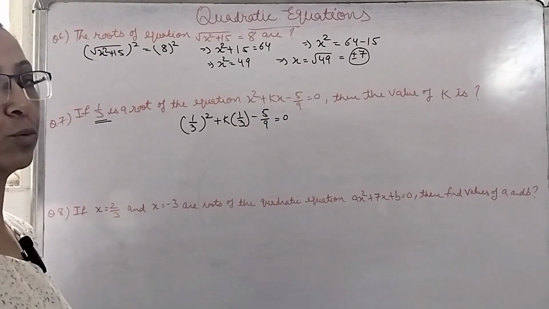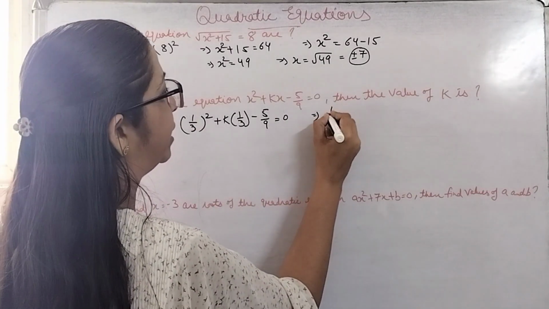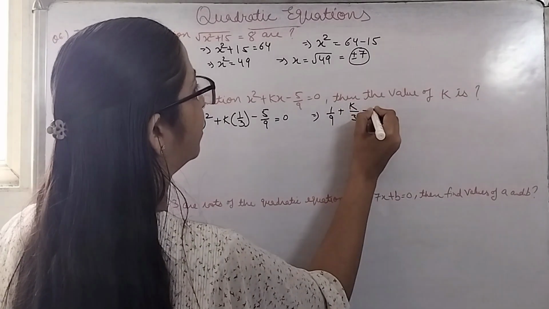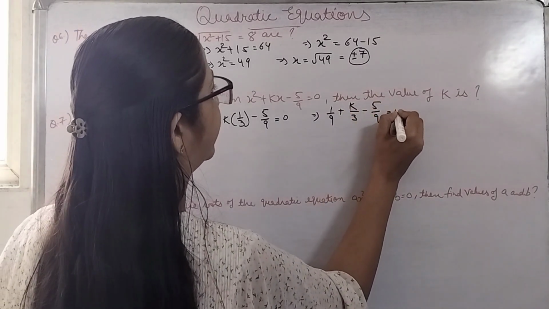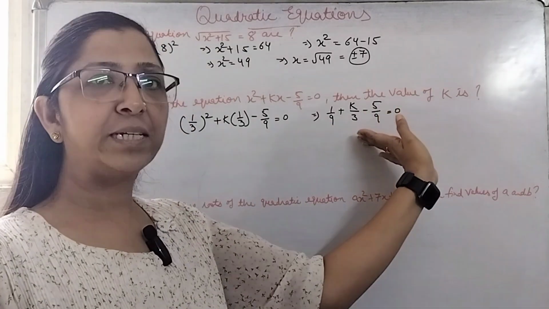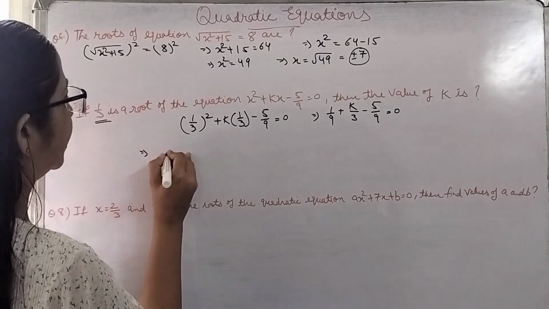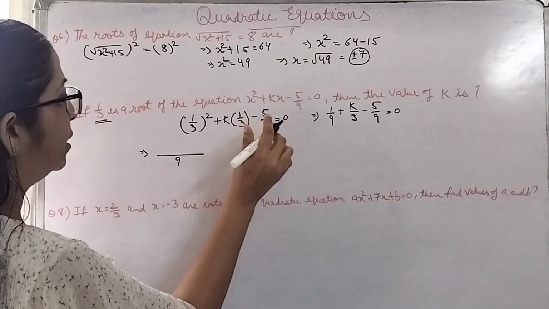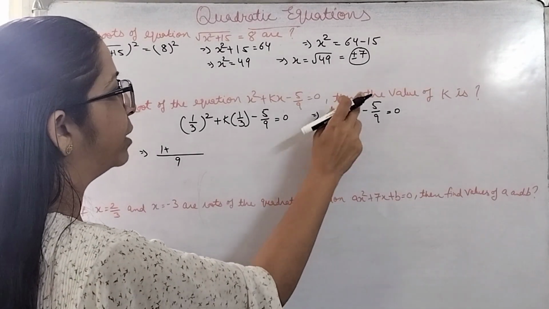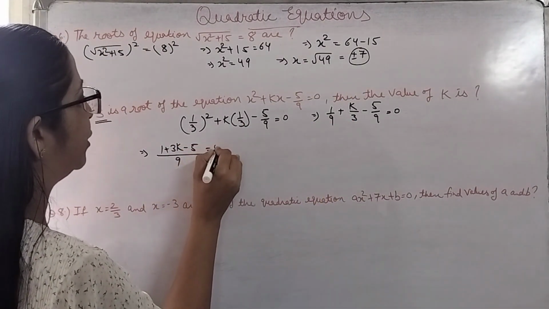equivalent to 0. If we solve it further, (1/3)² will be 1/9 plus k/3 minus 5/9 equivalent to 0. Over here we can first make the denominators the same. 9 will be the LCM. It will become 1 plus 3 multiplied by k, that is 3k, minus 5, equivalent to 0.